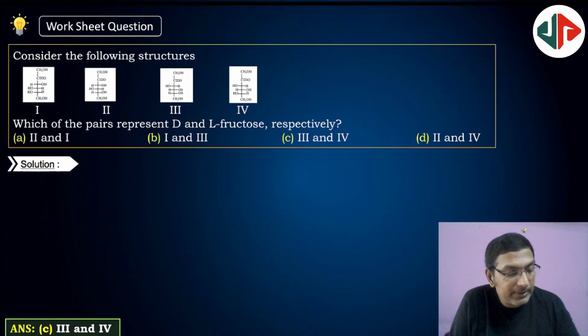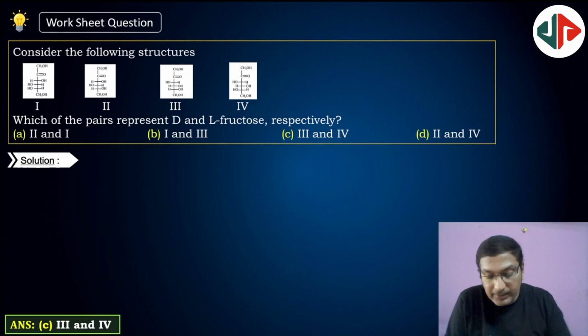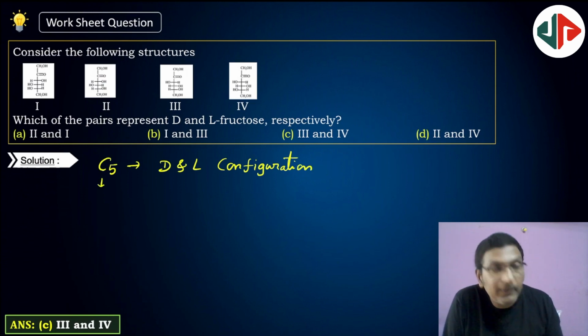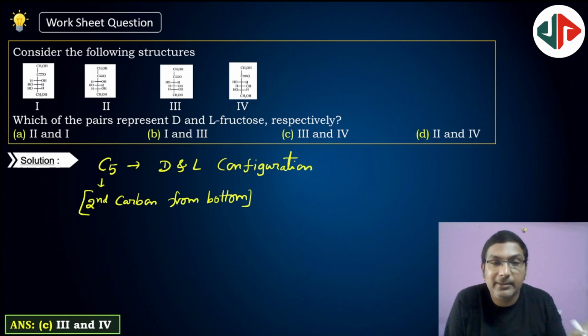See the first worksheet question. So very important. Which of the pairs represent D and L fructose? So D and L will be decided by C5 carbon. C5 carbon decides D and L configuration. This is last but one carbon or second carbon from last. Second carbon from last means from bottom. So DL configuration will be decided by this carbon only.